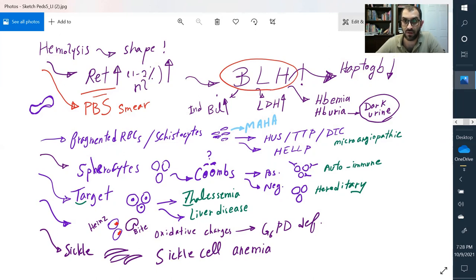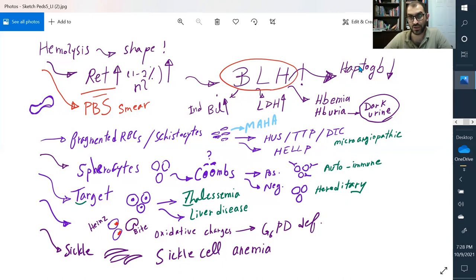Other evidences of hemolysis is BLH. Hyperbilirubinemia indirect, LDH, increased hemoglobinemia and hemoglobinuria. And that indirect bili will attach haptoglobin as a shuttle to take it to the albumin station. So haptoglobin will go down. BLH: indirect hyperbilirubinemia, LDH going high, hemoglobinemia and hemoglobinuria.